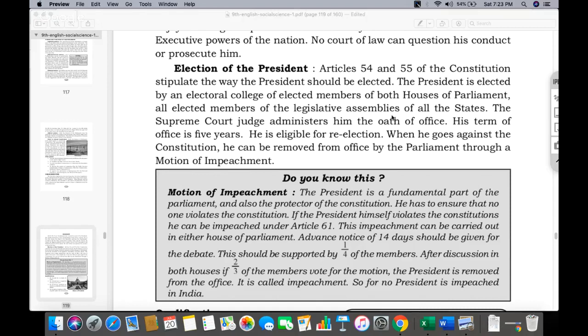When he goes against the Constitution, he can be removed from office by Parliament through a motion of impeachment. The President is a fundamental part of Parliament and also the protector of the Constitution. He is the protector of the Constitution, but always remember, on this question there was a debate. He is the protector of the Constitution, but who is the custodian of the Constitution?